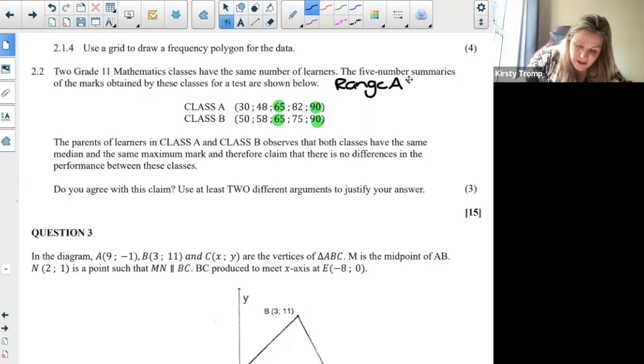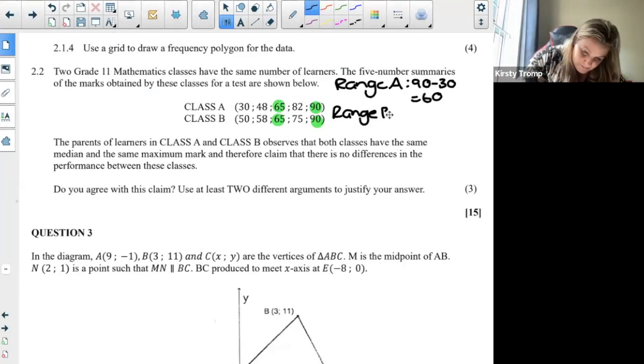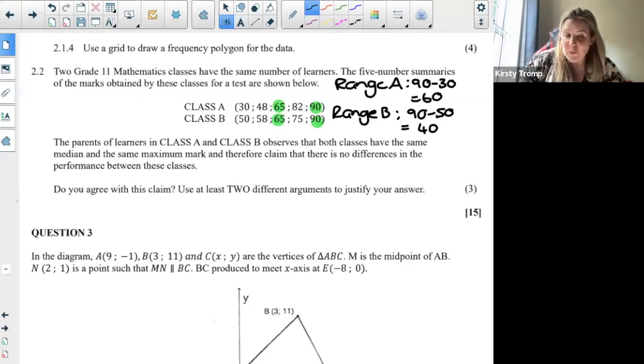So range for class A. Calculate the range for class A. 90 minus 30 gives you 60. All right. The range for class B. We've got 90 minus 50 gives you 40. All right, what does that mean?